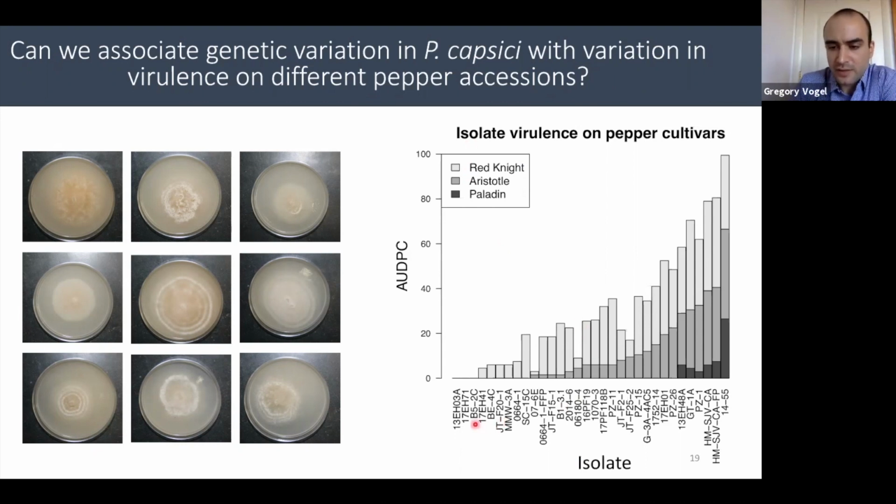Also, of these 25 or so isolates, you can see that 6 of them caused at least some level of disease on that resistant bell pepper hybrid Paladin. So it seemed to me like if these isolates share an allele at an avirulence locus that allows them to escape detection by some resistance gene in Paladin, we should be able to map that locus using association mapping.